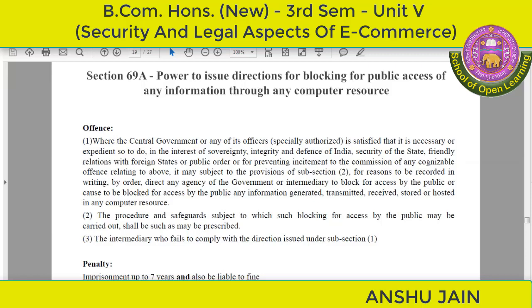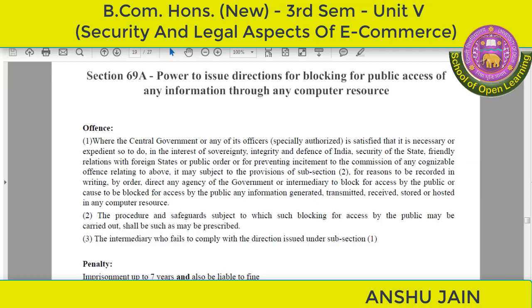Now if by chance any person is having unauthorized access to that information, or is sharing such information with the public, then he is committing an offense and is liable to pay the penalty in the form of imprisonment up to 7 years along with a fine which is decided by the court.